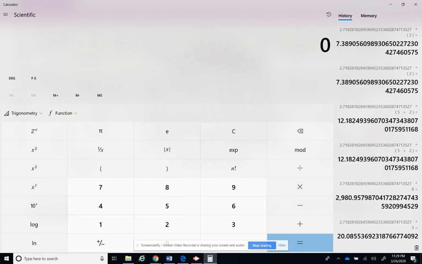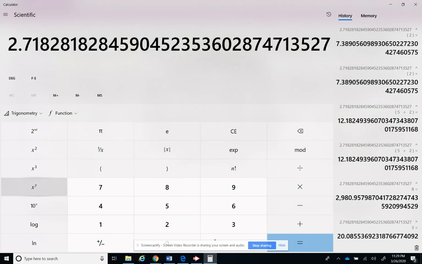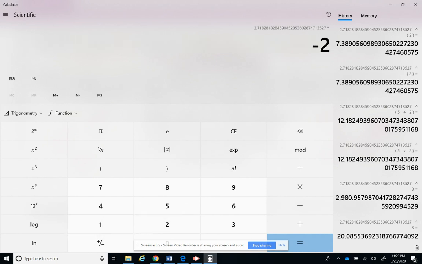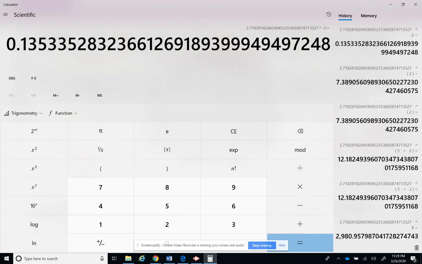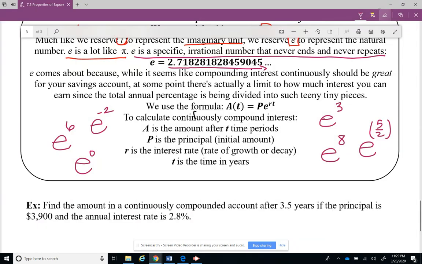So let's see if we do E to the 2 negative. Let's see if that'll work. Yep, that's it. So this calculator's backwards. You have to put the 2 in and then the negative, because that's the right answer, 0.1353. All right, so we practiced enough with the E.